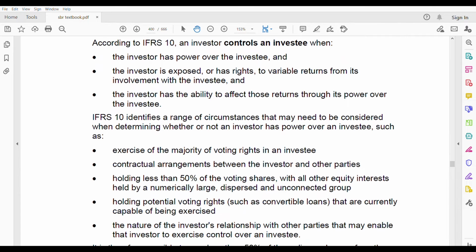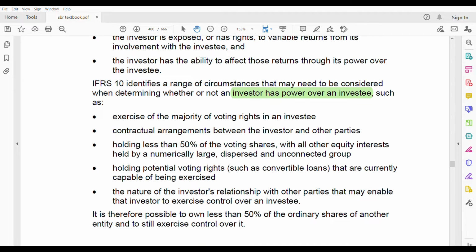Now, we are going to some more factors. They identify a range of circumstances that may need to be considered when determining whether or not an investor has the power. So now we are deciding whether the investor has power over the investee or not. By looking at these factors, you can say, what are those things? Exercise of the majority of the voting rights in an investee. If the majority of the voting rights is held by the investor, then it is said that there is control. Next, contractual arrangements between the investor and other parties. Third, holding less than 50% of the voting rights, with all other equity interests held by a numerically large, dispersed, and unconnected group.